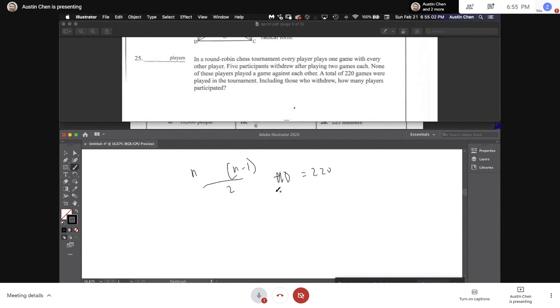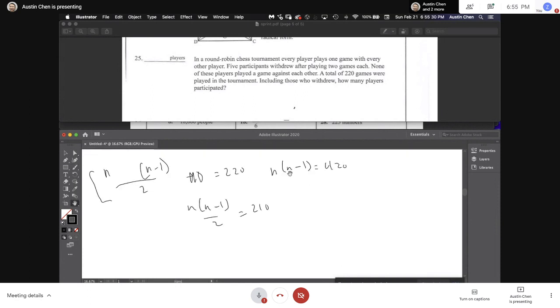And whoever they played against, they're still going to be normally counted in this because they're still playing against every other player. So then this expression is going to be our total number of games. So then n times n minus 1 over 2 is 210. So then n times n minus 1 is 420.